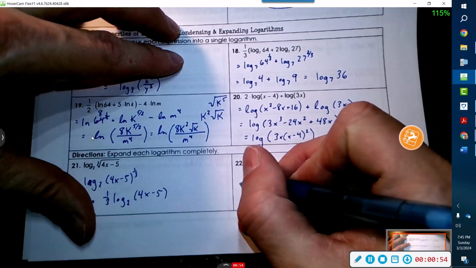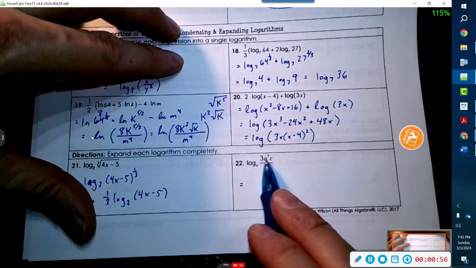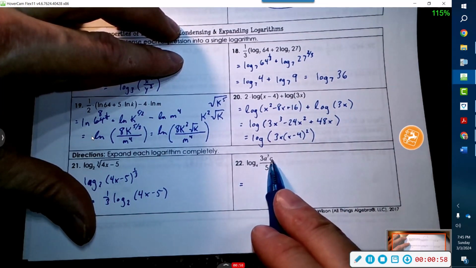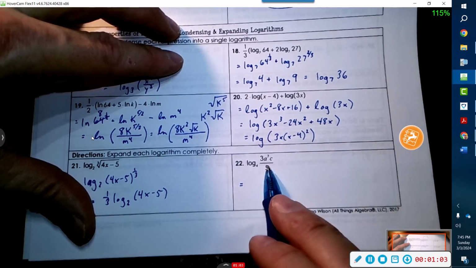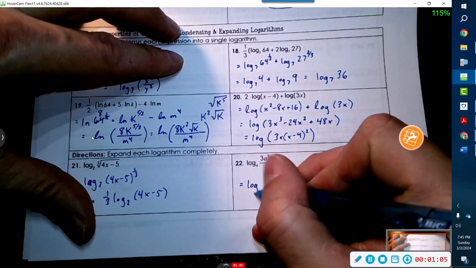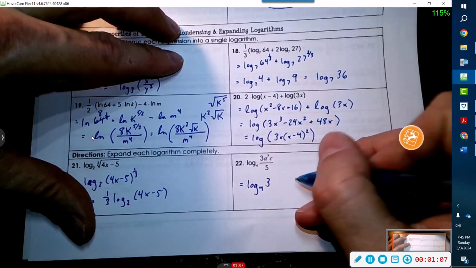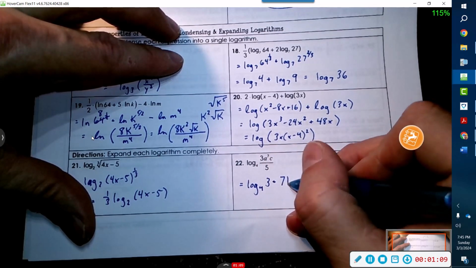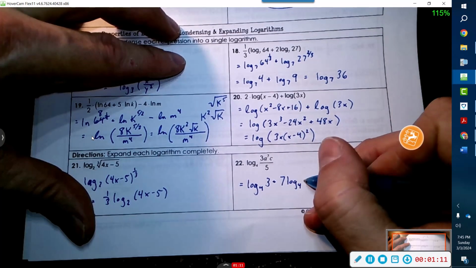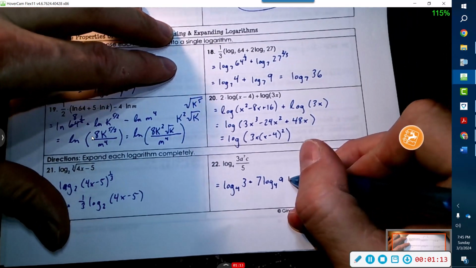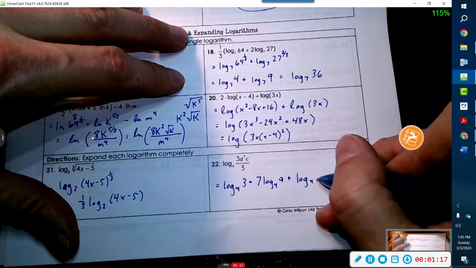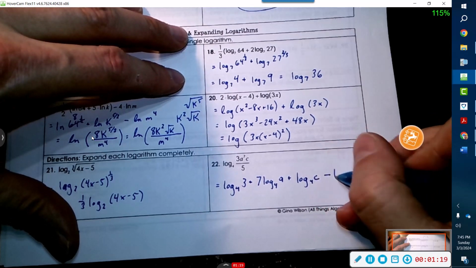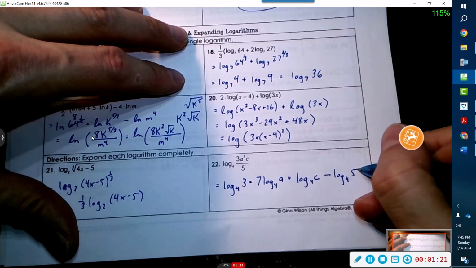Okay, so this one right here, we've got these three being multiplied to each other. A 7 is coming to the front, and then we're going to be dividing by this guy. So it looks like we're going to have log base 4 of 3 plus 7 log base 4 of A plus log base 4 of C minus the log base 4 of 5.